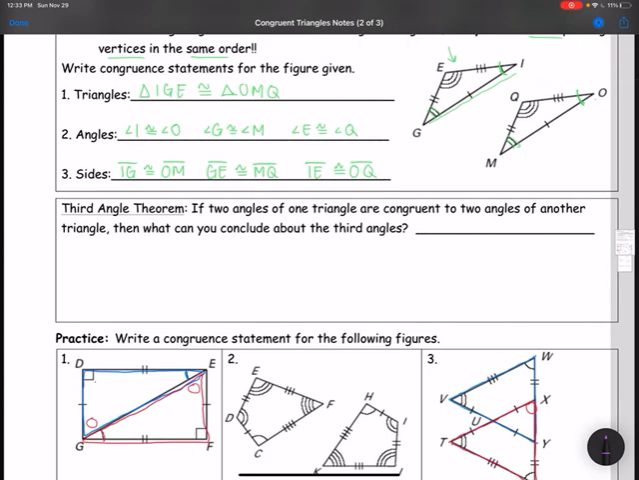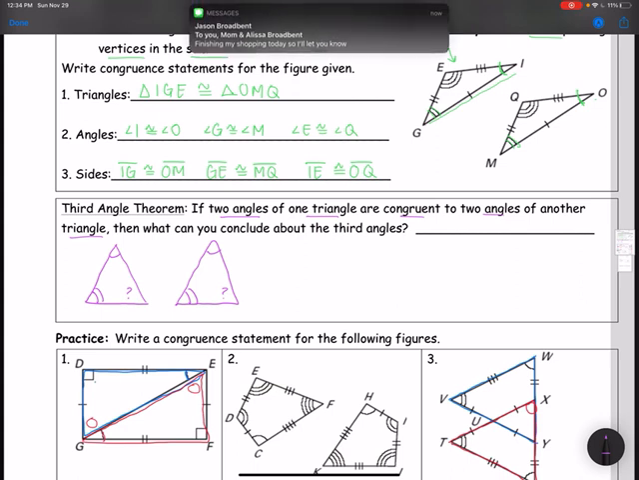Now, something else that we're going to want to know about is the third angle theorem. And this is just going to help us find missing angles in congruent triangles. So what this says, if two angles in one triangle are congruent to two angles in another triangle, what can we say about the third? So if we have two triangles, and this angle is congruent to this one, this angle is congruent to this one, they're saying, hey, what can we say about those third angles in both of those?